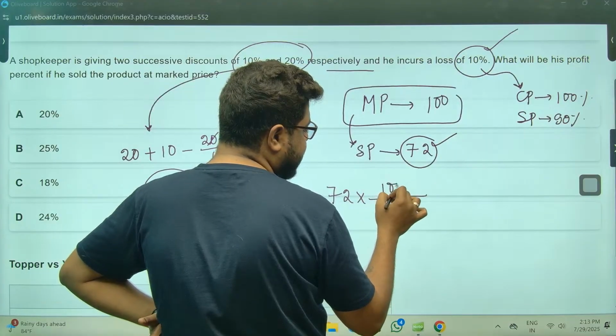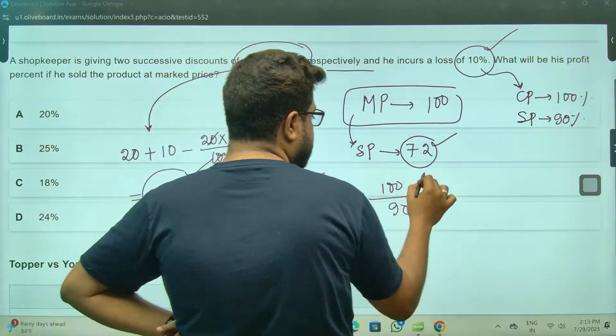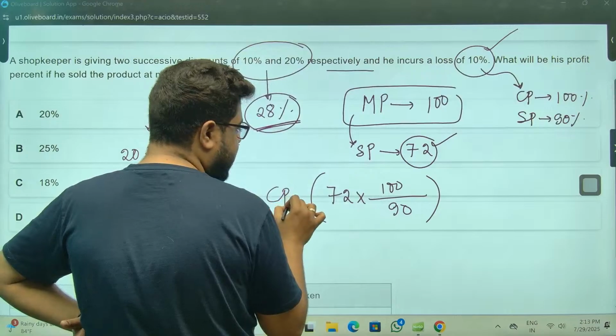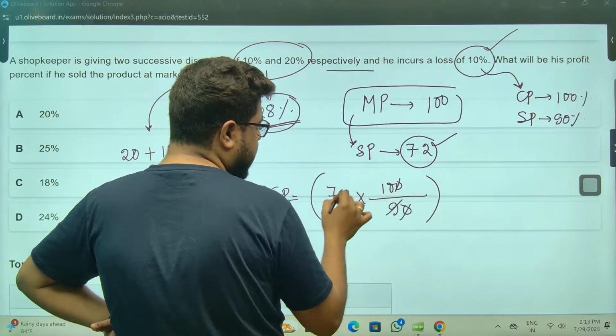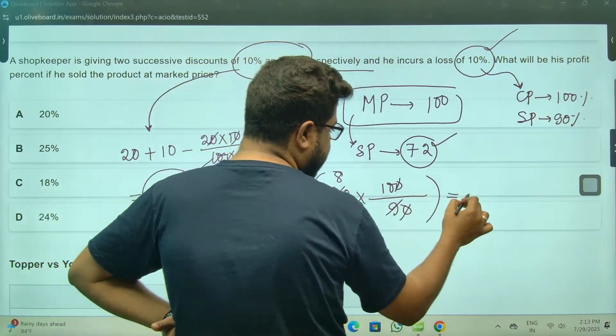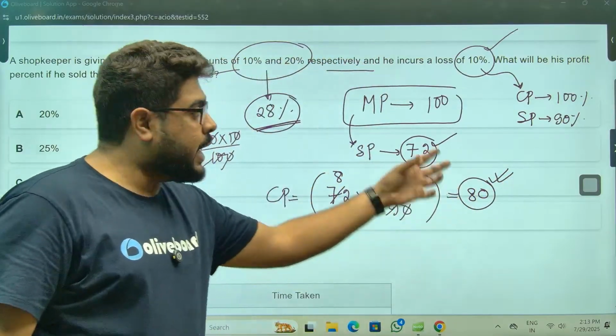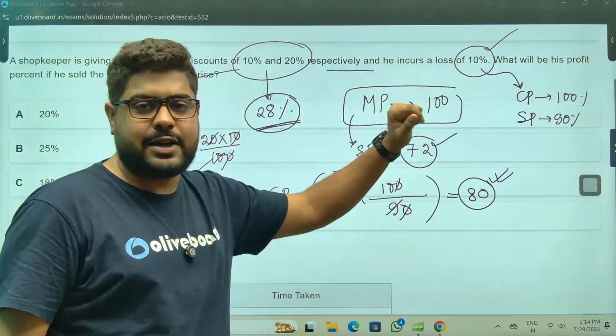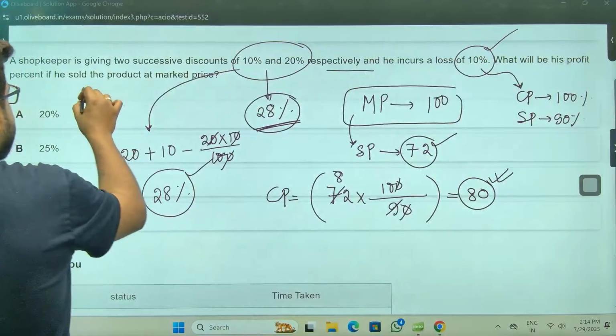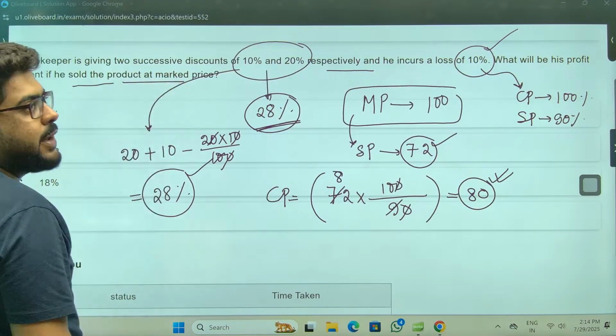I need CP. CP is 100%. So CP I'll get from here, 80. So CP is 80 rupees, sir. Now, that means his CP is 80 rupees. Now, if he doesn't give discount, what is the profit if he sold the product at mark price?